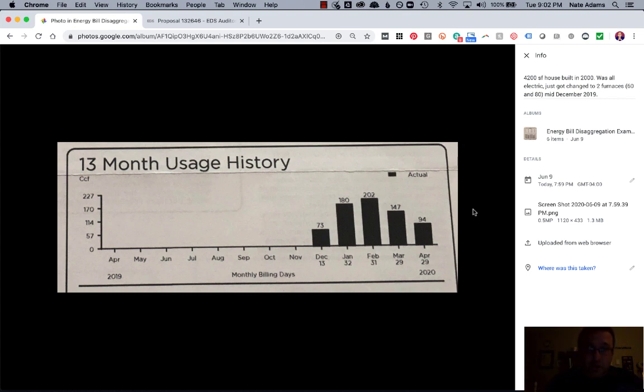So that's disaggregation. Hopefully that makes some kind of sense. You go look for your baselines, and then you go look for your outliers, and then you try to understand what your total heating usage is and what your total cooling usage is, because you need those to run a really good load calc.